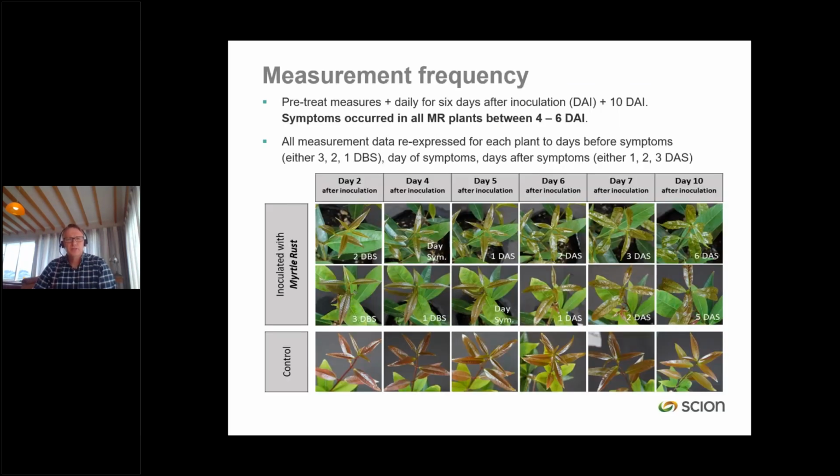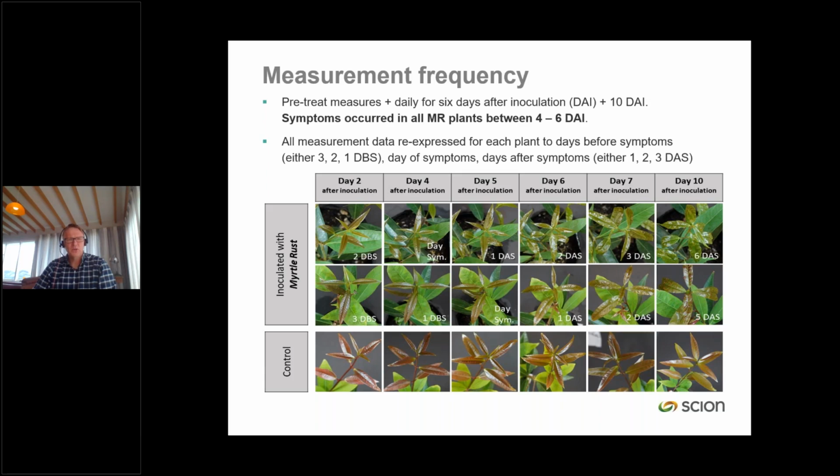In terms of the measurements themselves, we took pre-treatment measurements, and we then took them daily for 6 days from the 2nd day after inoculation through to the 7th day after inoculation. We also took measurements 10 days after inoculation. The symptoms in the MR inoculated plants all occurred between 4 to 6 days after inoculation. And as I mentioned earlier, all 51 plants were infected, so it was a very high success rate.